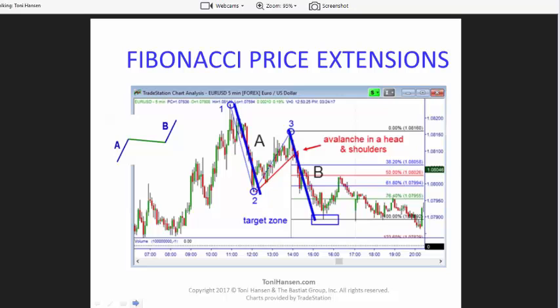Now here's adding the Fibonacci price extensions to our charts. In this case, we have an avalanche strategy, which is part of a head and shoulders. Here's the shoulder on the left. Here's our head. And then we had a pullback up. Now in this case, the pullback is a little bit higher than that 50% level, so it's not one that I consider to be ideal, but we did have some shifting momentum on the smaller time frames here before it triggered.